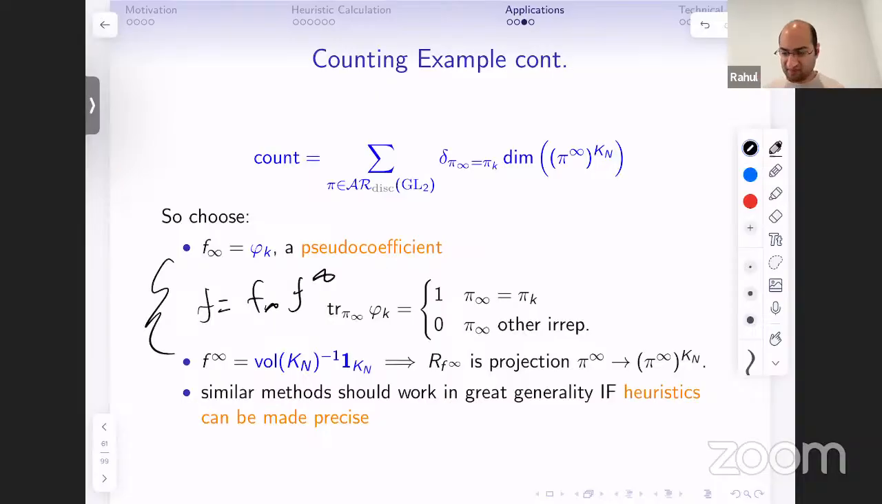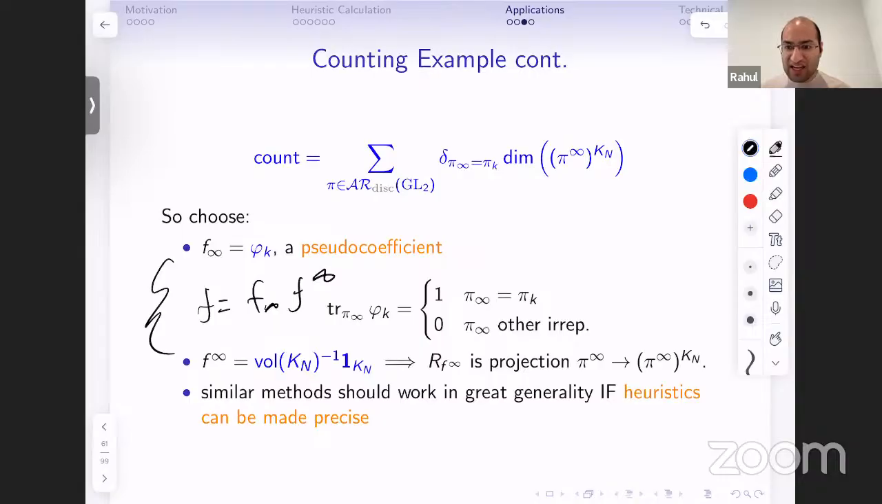Of course, the point of this is that this argument, this heuristic, is not just special to GL2. You can also do things on other groups, and similar methods to this should basically work in great generality, as long as all the heuristics that we had here were made precise.